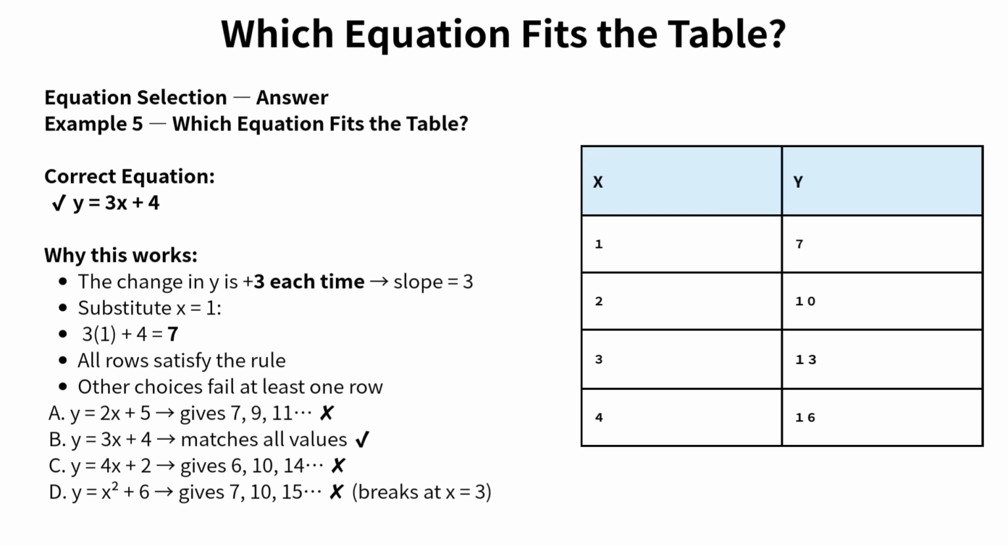Next, find the intercept by using any row in the table. If x equals 1 gives y equals 7, then substituting into the linear form y equals mx plus b gives 7 equals 3 times 1 plus b, so b must be 4.